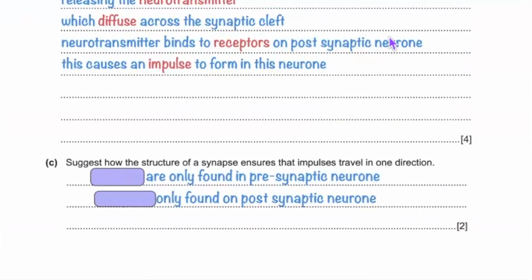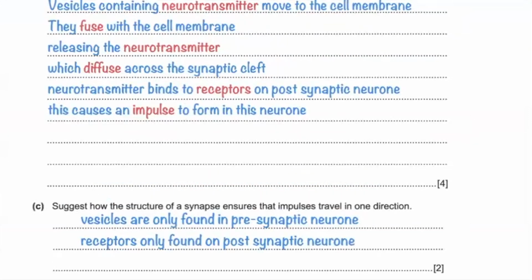Next one says, suggest how the structure of the synapse ensures that the impulse travels in one direction. So again, what am I supposed to write that is only found in the presynaptic? And what am I supposed to write in the postsynaptic? Can you figure out what these two words are? Something unique you'd only find in the presynaptic, and something unique you'd only find in the postsynaptic. Could you please tell us? Yes. Vesicles in the presynaptic, good, and receptors. Very awesome. Great. So this will take us now to the part about the eye.